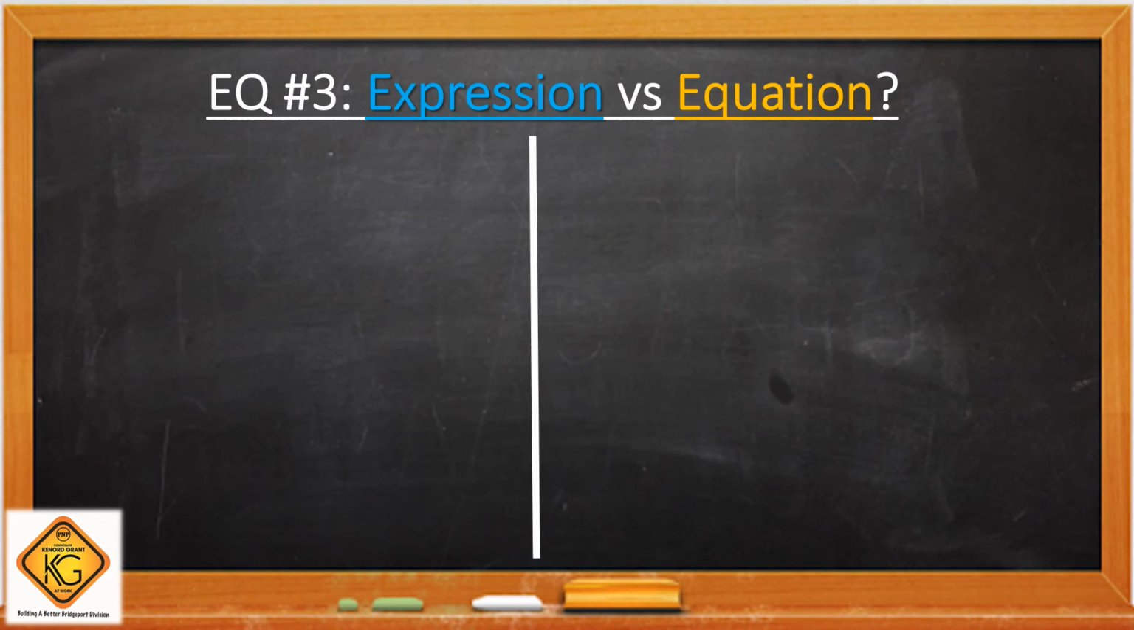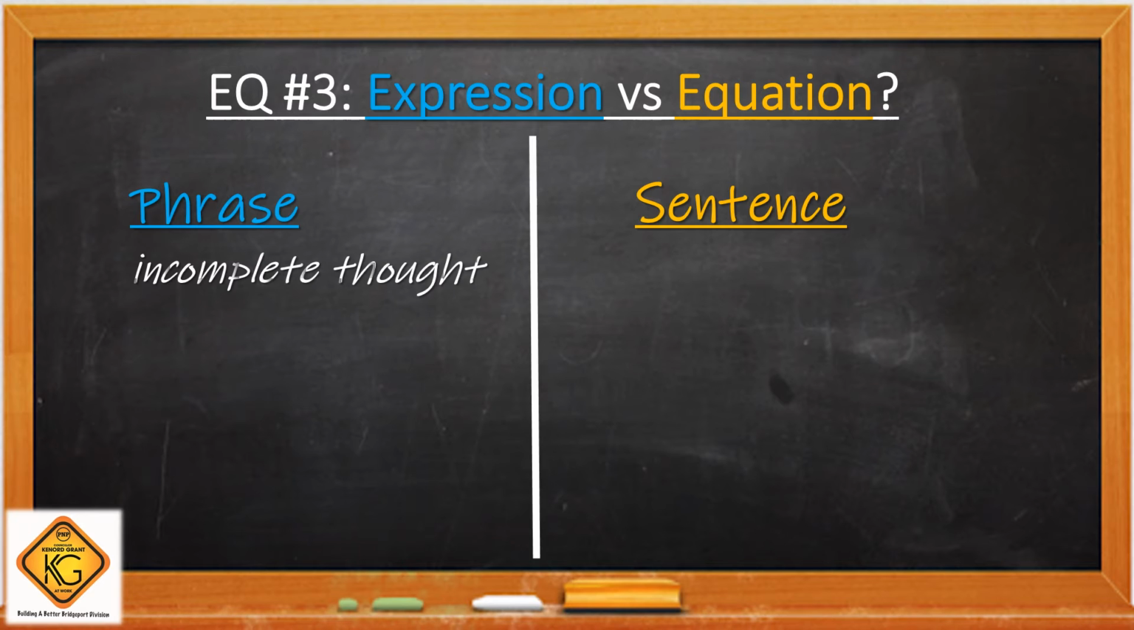EQ number 3. What is the main difference between an expression and an equation? We could think of expressions and equations the same way we think about phrases and sentences in English. Phrases are incomplete sentences. We think of them as incomplete because they don't express a complete thought. For example, the car. That doesn't give a complete thought, and so we wouldn't know how to really process that.